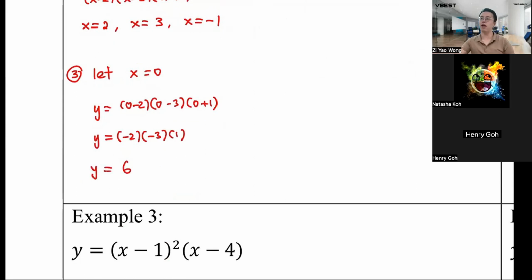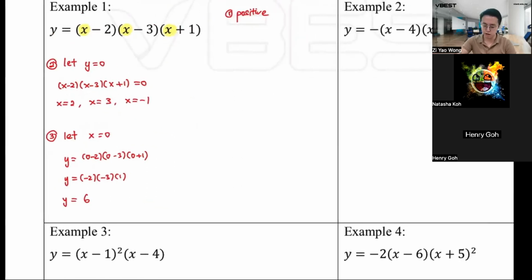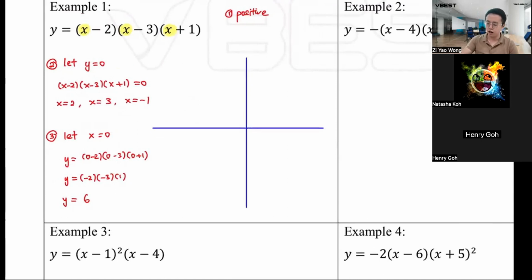Okay, so after you have all the information here, the last thing that you guys will do is basically, okay, so Henry, this one you can apply in your add maths also. So add maths and maths will be the same thing.